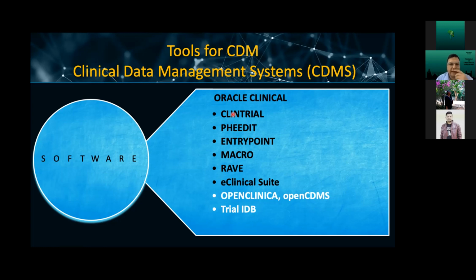There are tools for clinical data management, and they are known as the clinical data management systems. So the ones in the black are commercially available for the pharmaceutical company. They are very expensive ones, like the Oracle Clinical, ClinTrial, FIDIT, Entry Point, Macro, Rave, and the eClinical suite. The Open Clinica is the open source CDM program. So these Open Clinica, Open CDMS, and Trial IDP, these are the free softwares which are available online for the clinical data management.